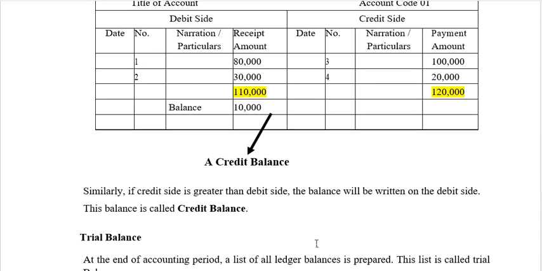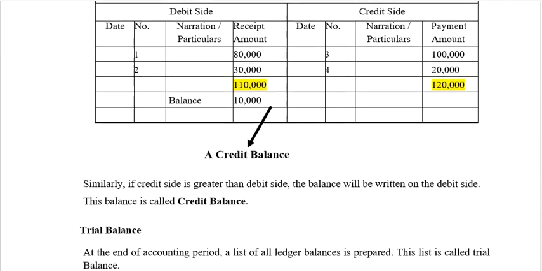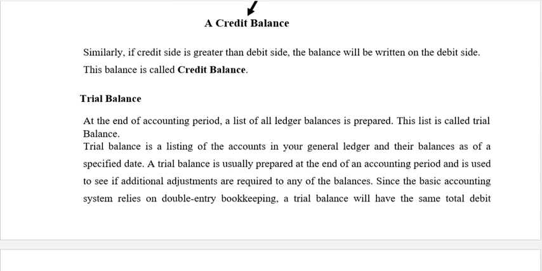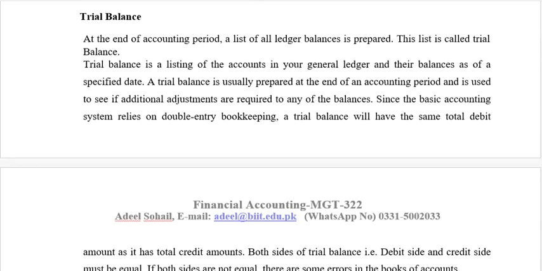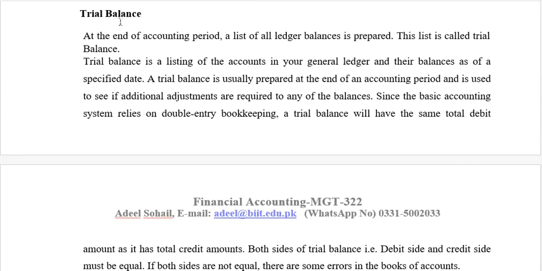Now I'm going to talk about the trial balance, how we can calculate it, and what the limitations of a trial balance are. At the end of the accounting period, a list of the ledger balances is prepared. In the second step, you make the ledger accounts for the particular accounts used in the transactions. The list of these balances is called the trial balance.